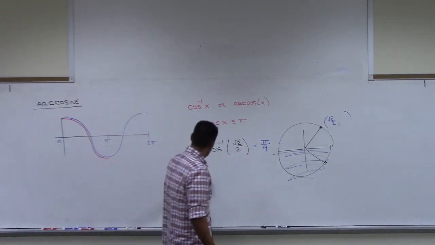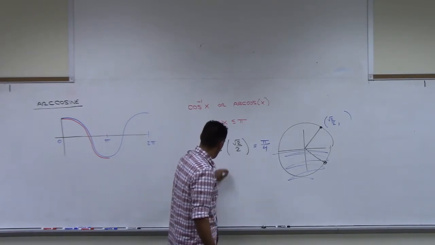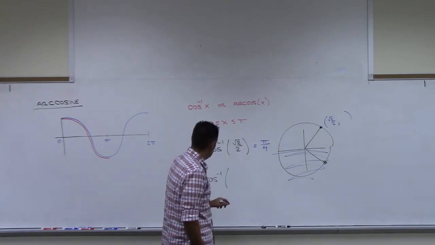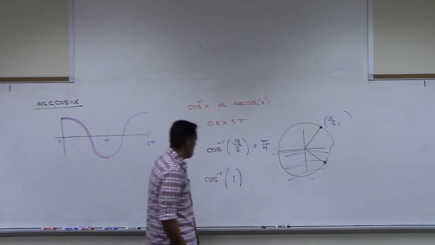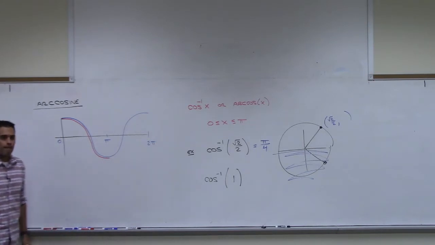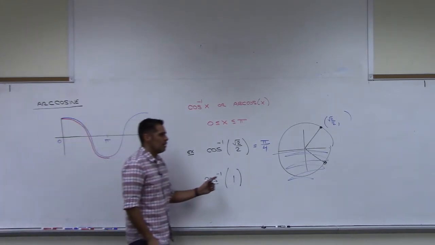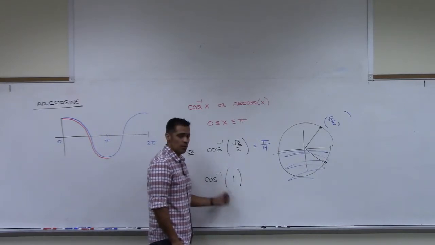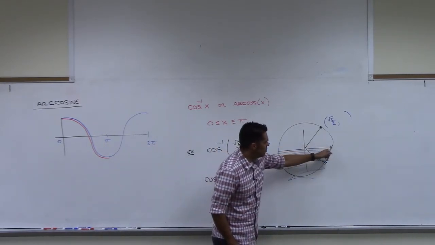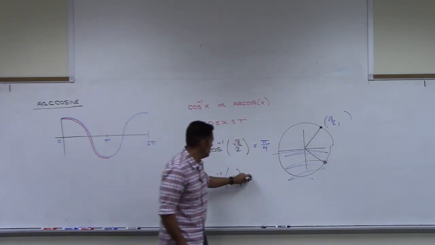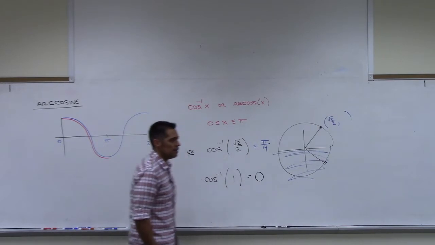How about arc cosine of 1? Zero, because you're saying at what angle is the x-coordinate 1? And the x-coordinate's 1 when you're straight out, right? And so the angle is 0. 0 degrees, or 0 radians, however you want to say it.